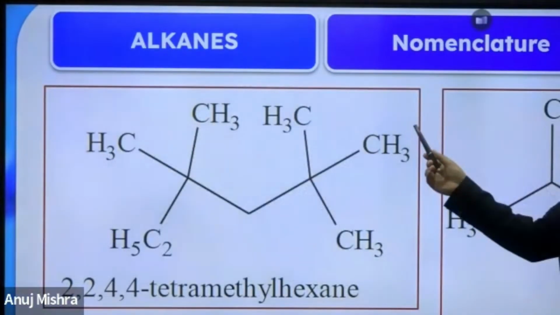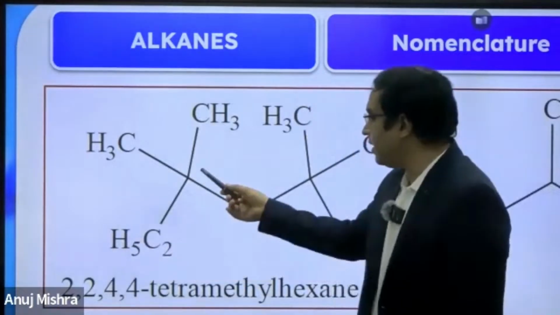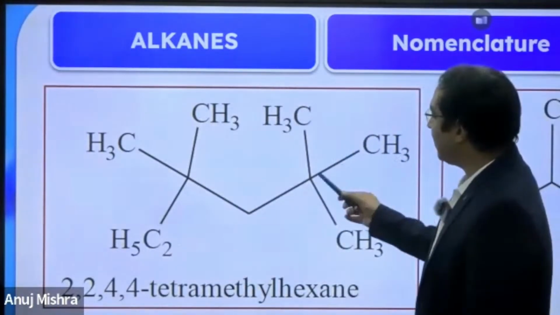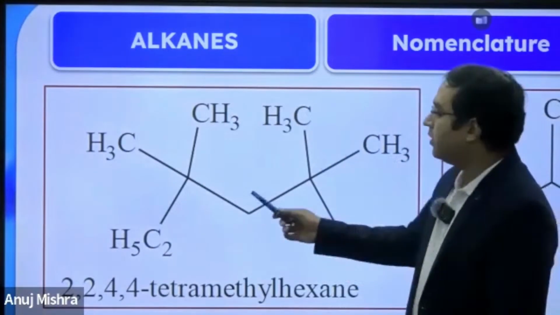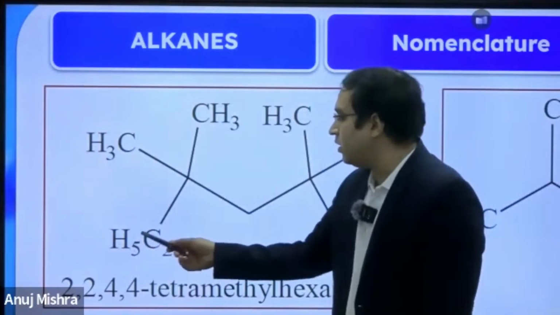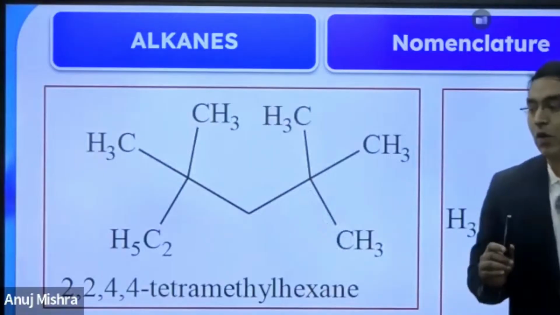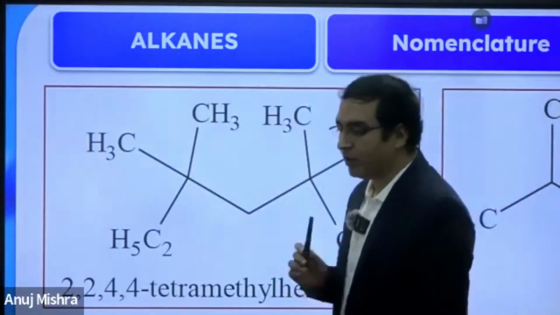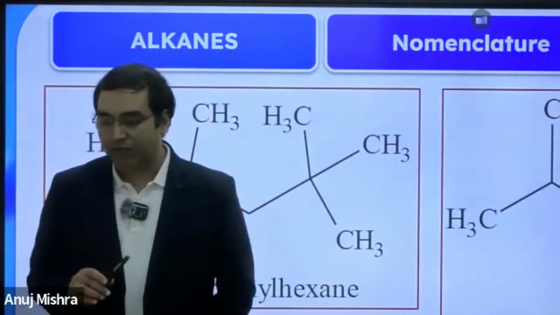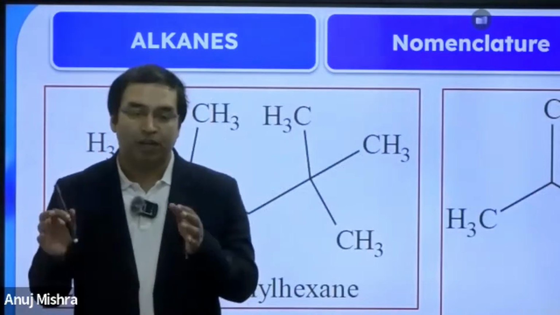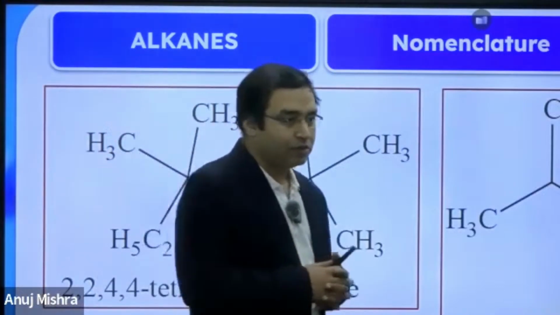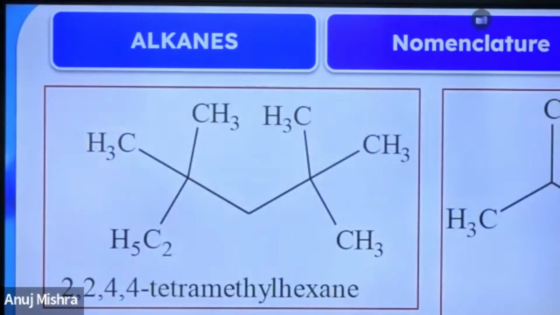Why are you counting from this side? Why not from this side? Because this side I'm getting branching at 2nd position and then 4th position. This side I'm getting 3rd position branching and 5th position branching. So there is something called lowest sum rule. We have done lowest sum rule, which tells very clearly that we should minimize the total values. So answer is this. Do one more question quickly.